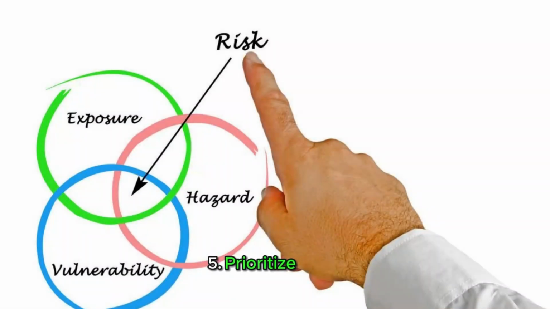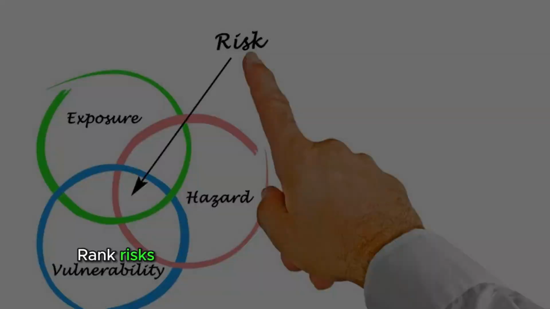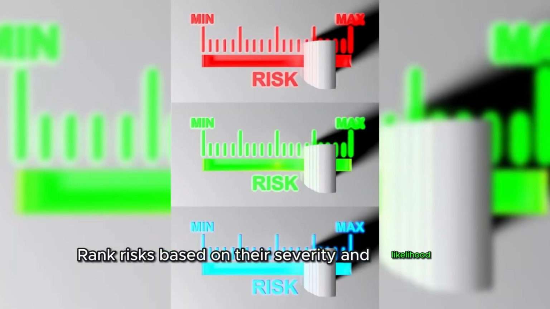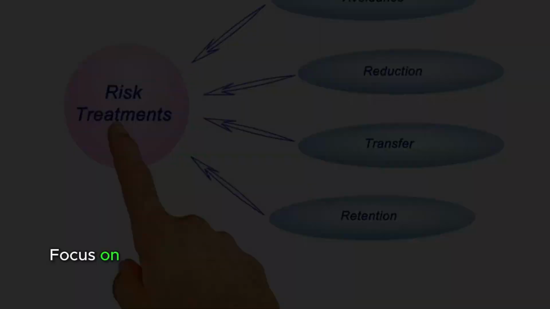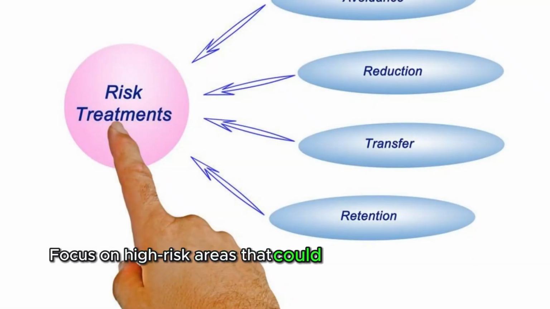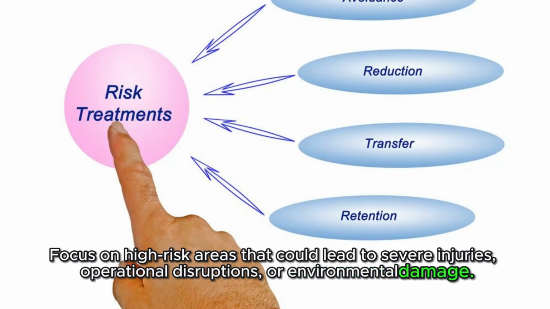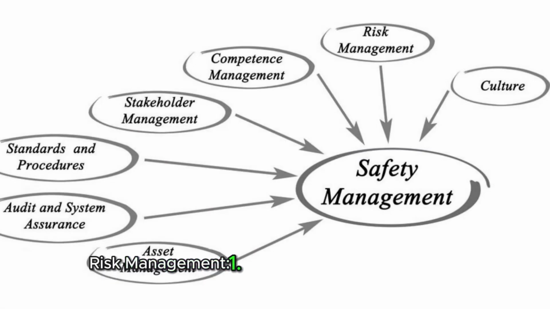5. Prioritize risks. Rank risks based on their severity and likelihood of occurrence. Focus on high-risk areas that could lead to severe injuries, operational disruptions, or environmental damage. Risk management. 1. Develop safety procedures.